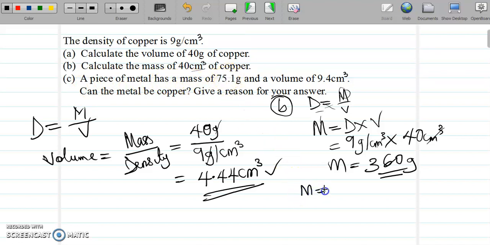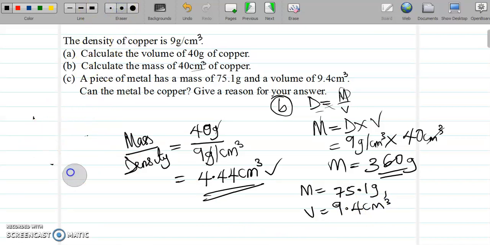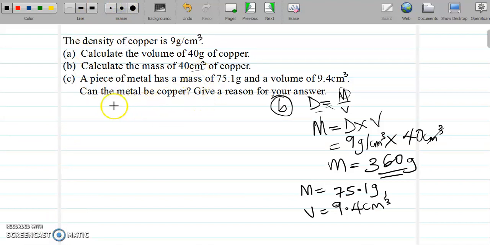Okay. Now the last question says a piece of metal has a mass of 75.1 grams and a volume of 9.4 cm cube. Can the metal be copper? Give a reason for your answer. We have to look for the density. If the density is up to 9, then it can be copper. But if the density is below 9, it cannot be copper. That's just the reason.